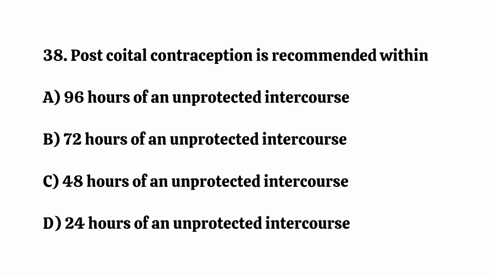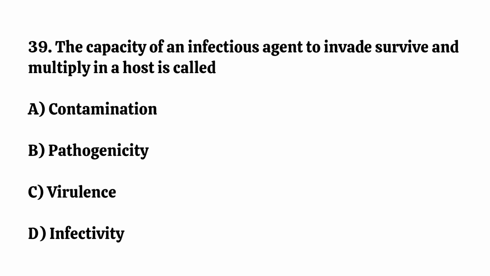Next, postcoital contraception is recommended within A. 96 hours of an unprotected intercourse, B. 72 hours of an unprotected intercourse, C. 48 hours of an unprotected intercourse, D. 24 hours of an unprotected intercourse. Option B is the correct answer. Next question. The capacity of an infectious agent to invade, survive and multiply in a host is called A. Contamination, B. Pathogenicity, C. Virulence, D. Infectivity. Answer is D. Infectivity.